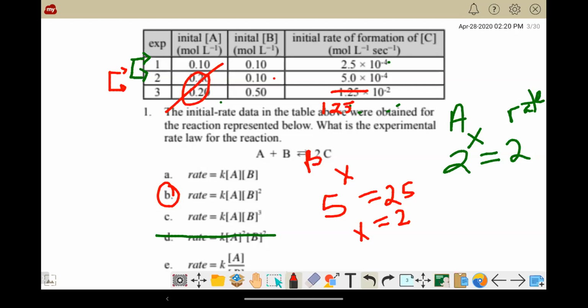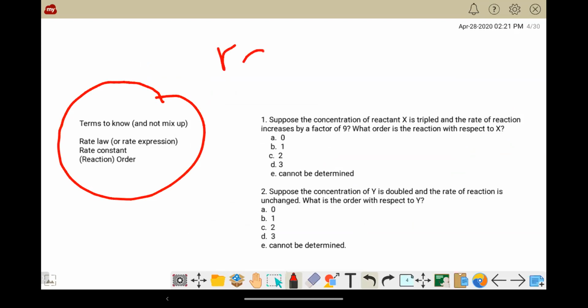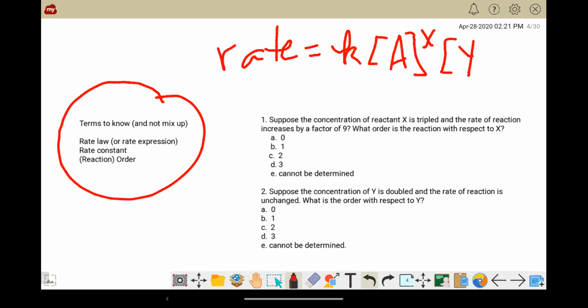All right, so with that introductory question, I want to look over here at this side. A huge part of my students' struggles is knowing exactly what all these words mean and what I'm supposed to be doing with them. So please make sure that you don't mix up these 3 terms when it comes to kinetics. When we have a rate law or rate expression, that's when we have rate equals k times a concentration to some exponent times another concentration to some exponent.